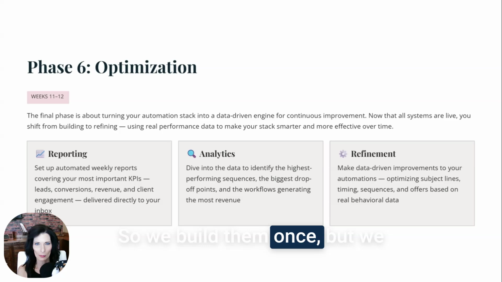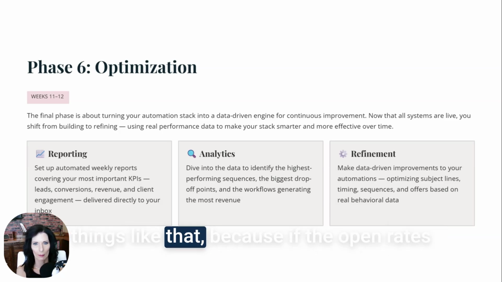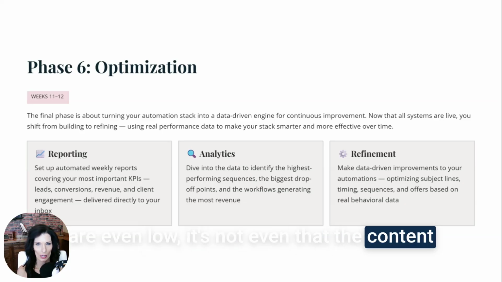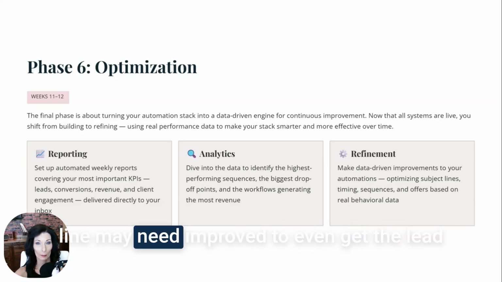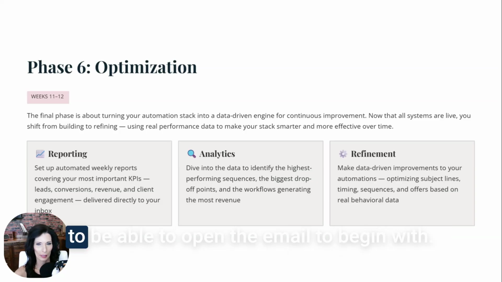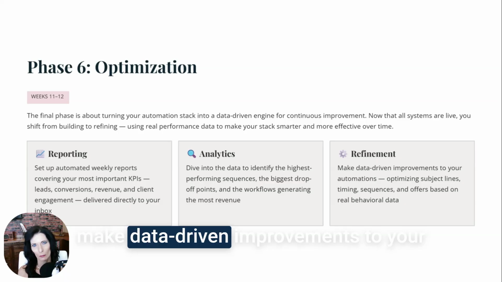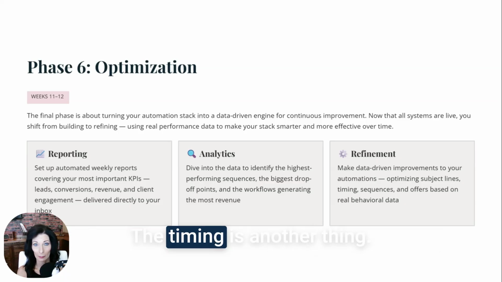So we build them once, but we want to continue to optimize. Maybe we need to change up subject lines, things like that, because if the open rates are low, it's not even that the content itself needs improvement. It's that the subject line may need improving to even get the lead to be able to open the email to begin with. So it tracks all of this for you so you can make data-driven improvements to your automations, optimizing the subject lines. The timing is another thing.